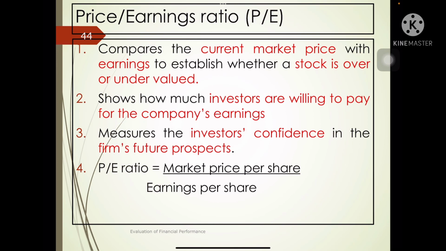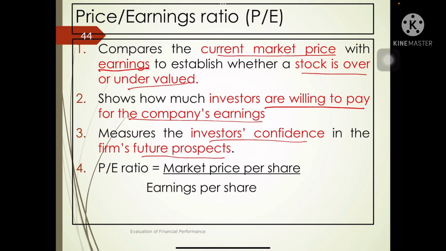So price earnings ratio, PE, compares the current market price with the earnings. We would like to establish whether a stock is over or undervalued, so we look at the price earnings ratio. It shows how much investors are willing to pay for the company's earnings. It measures the investors' confidence in the firm's future prospects. So what is the formula of the PE ratio? Market price per share divided by earnings per share.